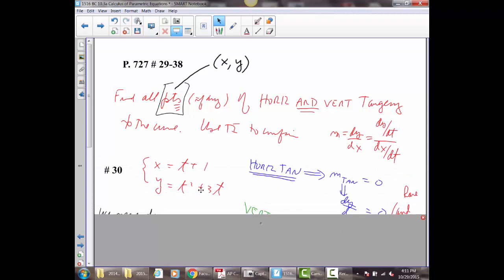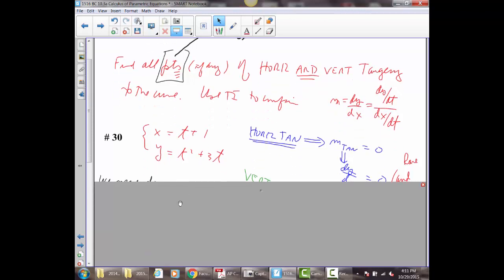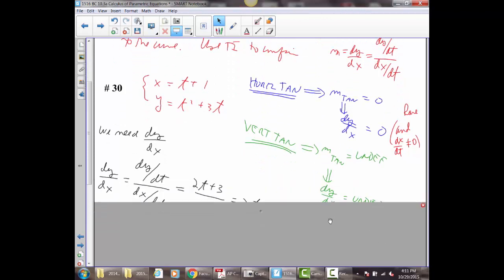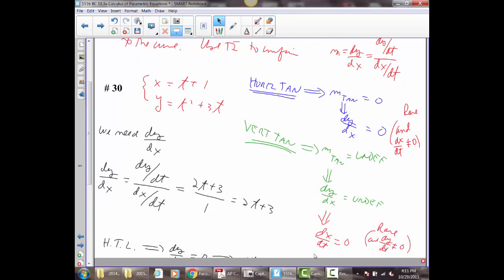So here's an example of a set of parametric equations. They want the horizontal and vertical tangents to the curve. Horizontal would mean the slope of the tangent line is 0, which would mean dy/dx is 0, and dx/dt would not be 0, because dy/dx is dy/dt over dx/dt. A vertical tangent line has an undefined slope, so dy/dx is undefined, which would mean that dx/dt is 0.